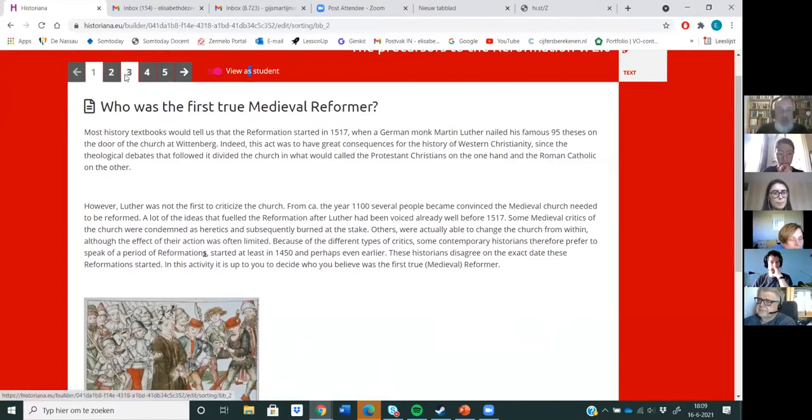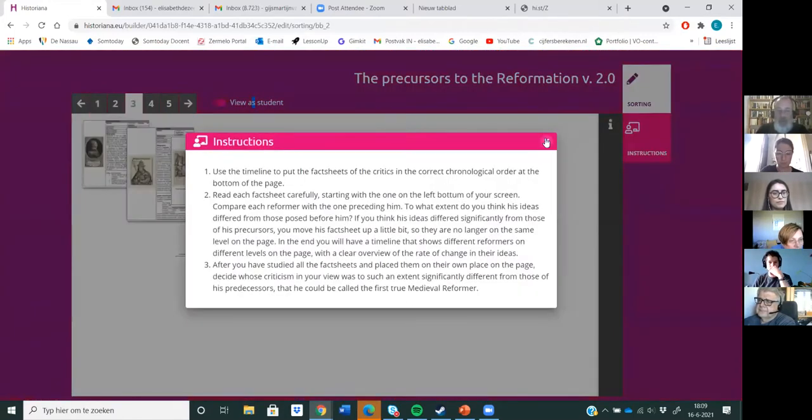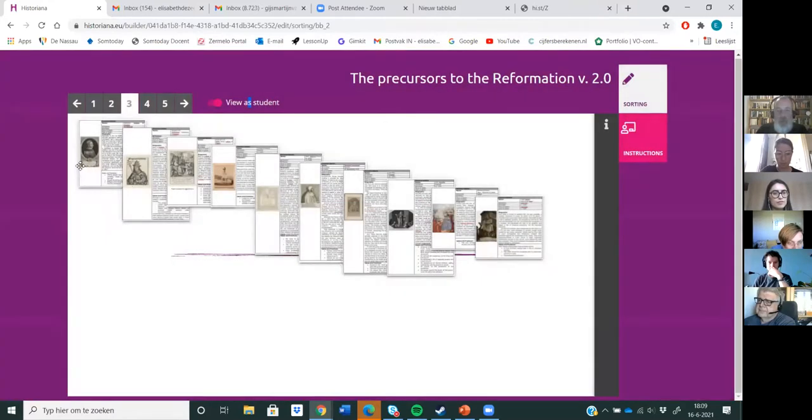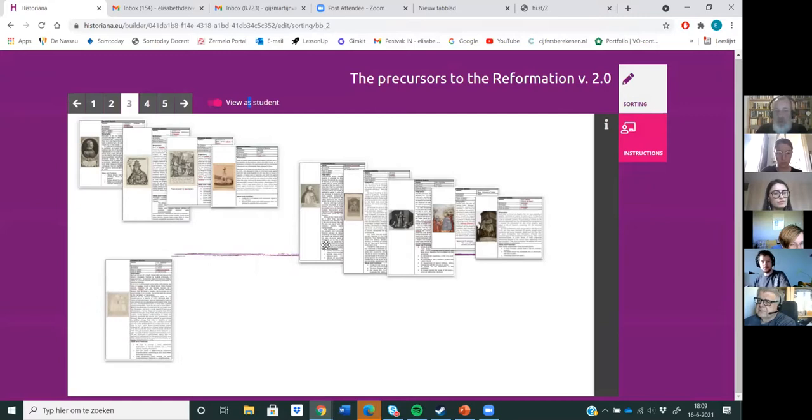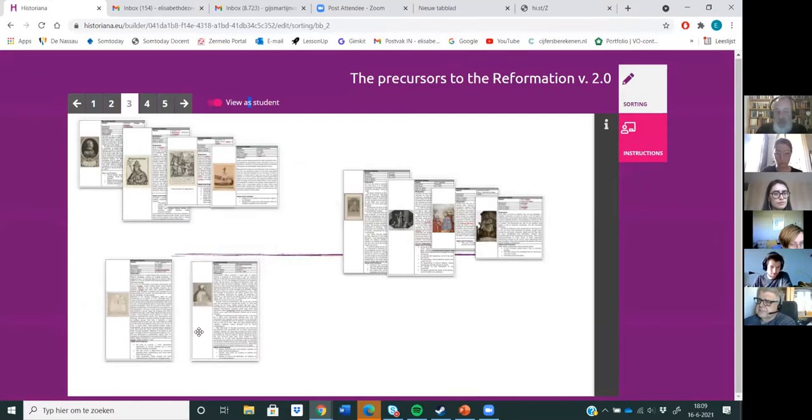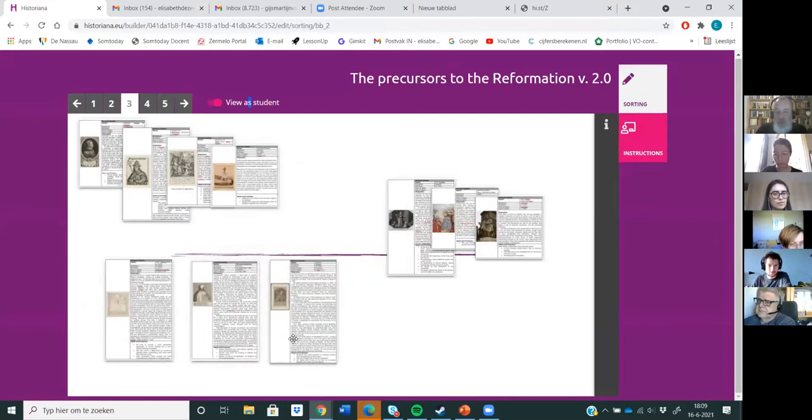The instructions are also on the page, but you get a number of fact sheets of early medieval reformators. And the first thing you need to do is put them on the timeline. I could not in the tool get a better timeline than this, but you put them on the timeline in chronological order, and then you have to compare them.